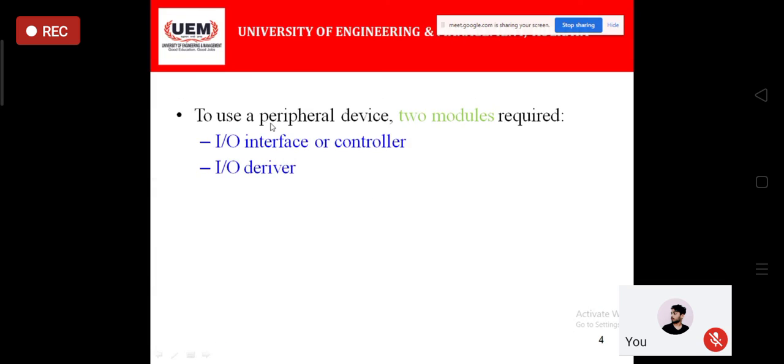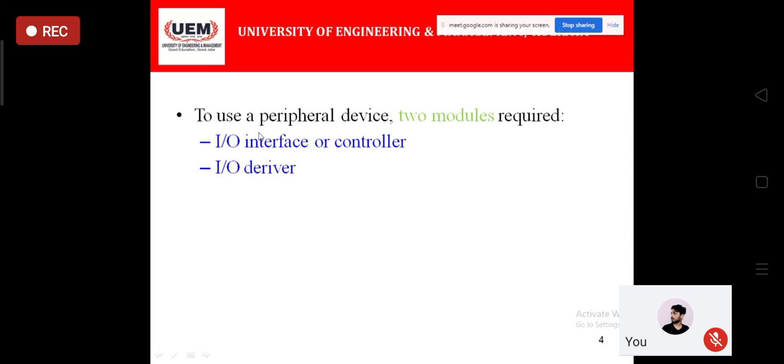Now, basically, there are two peripheral devices within this IO: one is the IO interface, another is the IO driver. Okay. So, who is going to deal with this IO interface and IO driver? And what do you mean by IO interface?